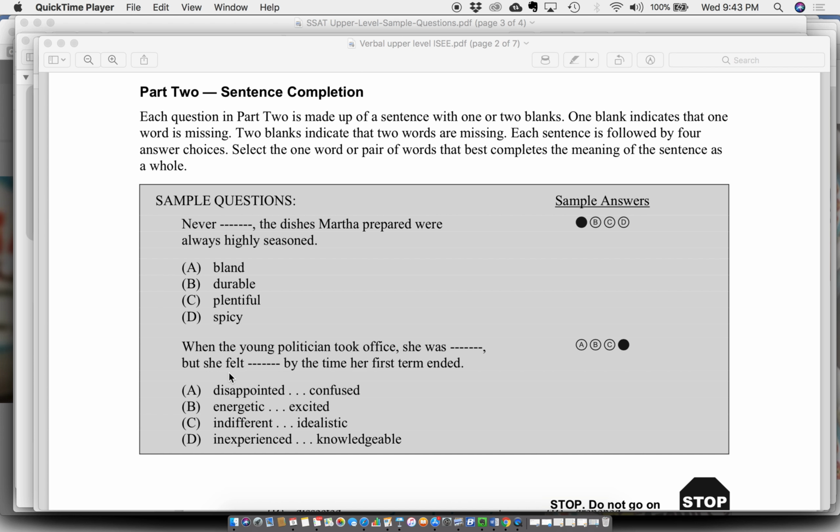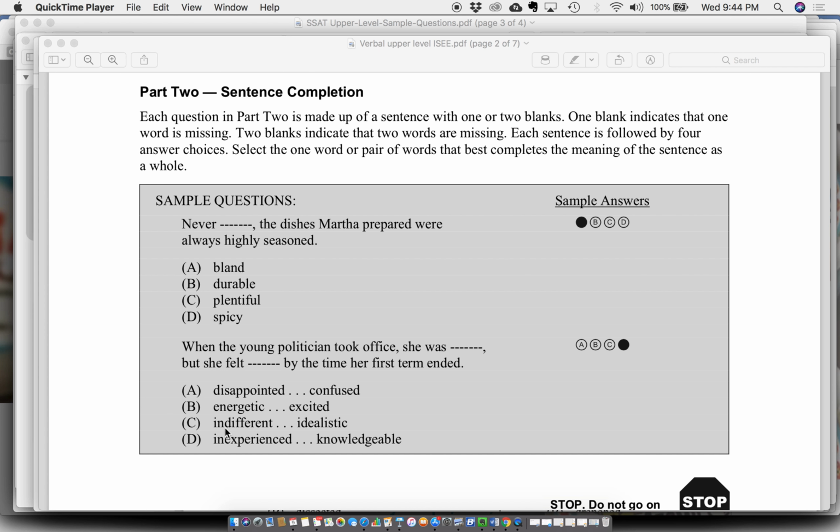And so we know that this clause is going to be in a relationship of contrast with this part of the sentence, okay? So let's take a look at it. She was what? But she felt blank by the end of her first term. So perhaps we can say we have to look for a set of words here that contrast each other, okay?